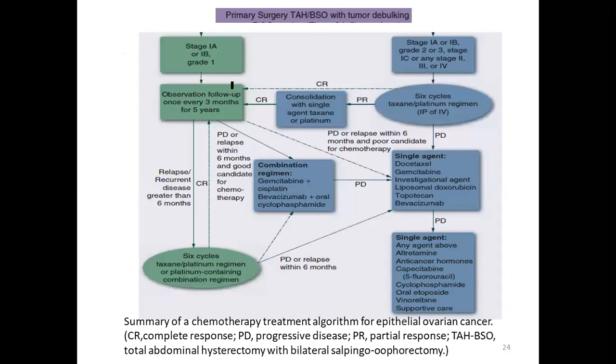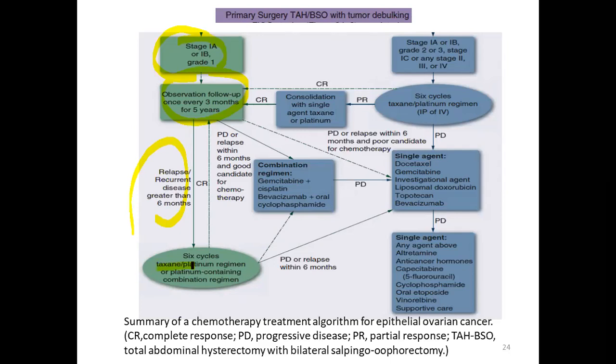Okay, this is a diagram to show you the treatment options for ovarian cancer. Most of the time in the early stage, stage one disease, usually you do surgery. Remember, primary surgery is the front line for tumor debulking. After that, surgery alone is usually sufficient and you monitor the patient. If there is a relapse or recurrence, which is above 6 months after treatment, we can give 6 cycles of taxane with platinum combination regimen.